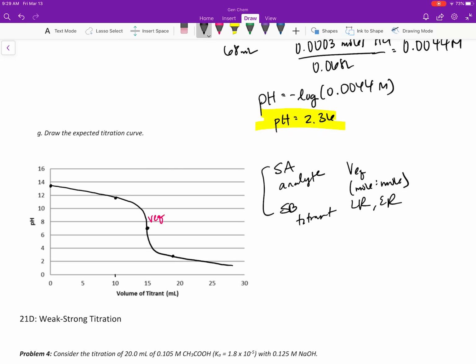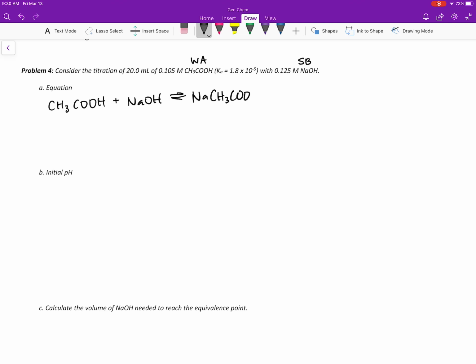So weak, strong titration. This says consider the titration of 20 milliliters of acetic acid with a certain concentration. So this is weak and it gives you a Ka, and then we're going to use a strong base as the titrant. So what's the equation? Well, the equation when they're reacting is the acetic acid and the OH. The sodium and the acetate ion come together to form sodium acetate, and then of course it creates water. Okay, so you have the Na and the acetate, the proton and the OH coming together.